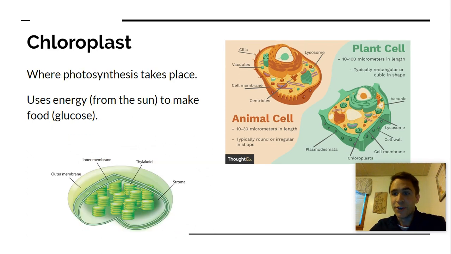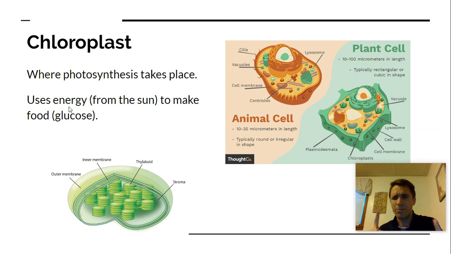And last but not least, guys, your chloroplast. A chloroplast is only found in plant cells, right? Because it's what does photosynthesis. And as you all know from 6th grade, plants do photosynthesis, animals do not, right? Photosynthesis is when a plant takes energy from the sun as well as water and turns it into glucose or sugar. So once again, it uses energy from the sun to make food.